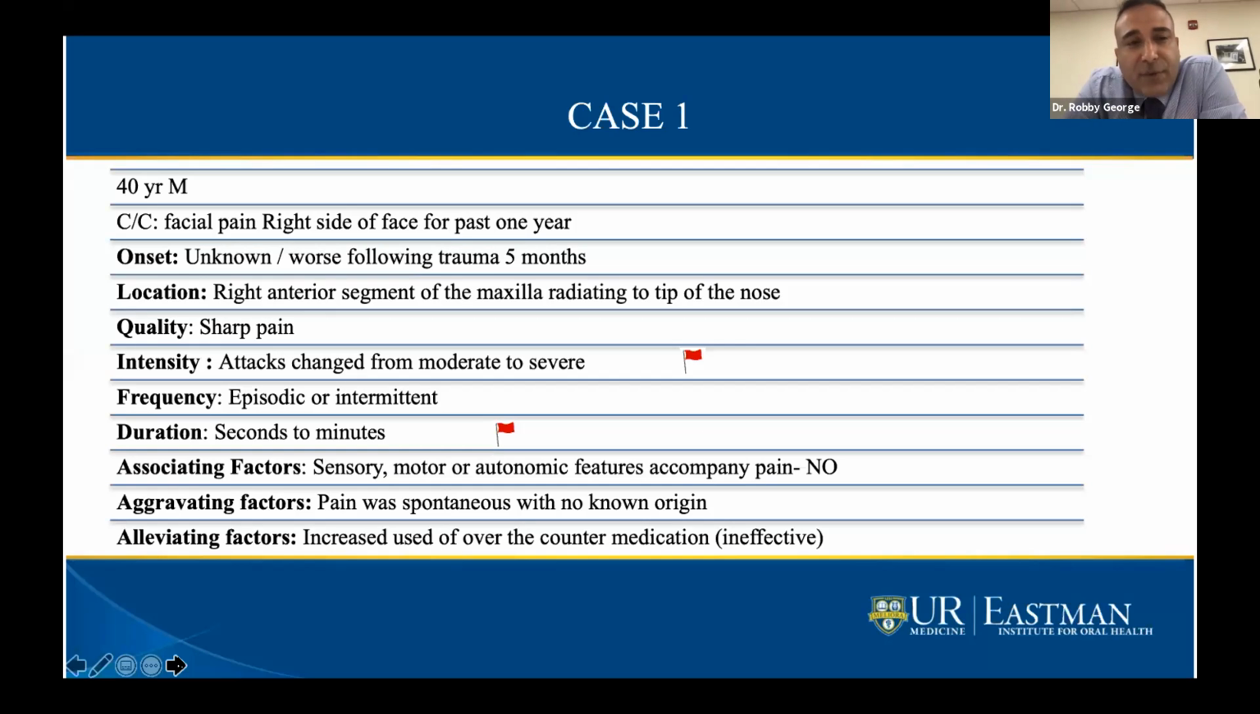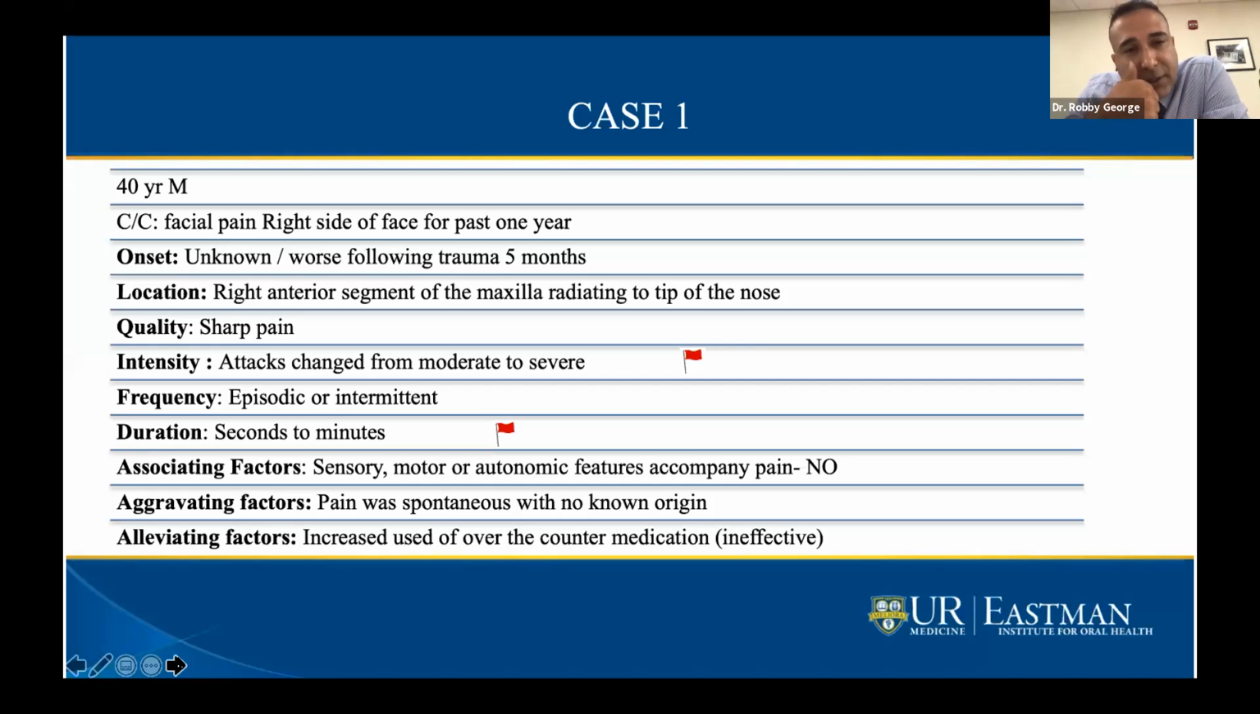By the time you take a brief history, if you go through all these questions, you might get a basic idea if it's neurovascular, neuromuscular, or maybe it's myofascial pain. How do you come to that? For example, onset. In this case, the patient said that the pain just happened maybe 1 year back, but the only thing he said extra was that he had a fall maybe 5 months back, and the pain got worse. Okay. Then we asked where the location is.